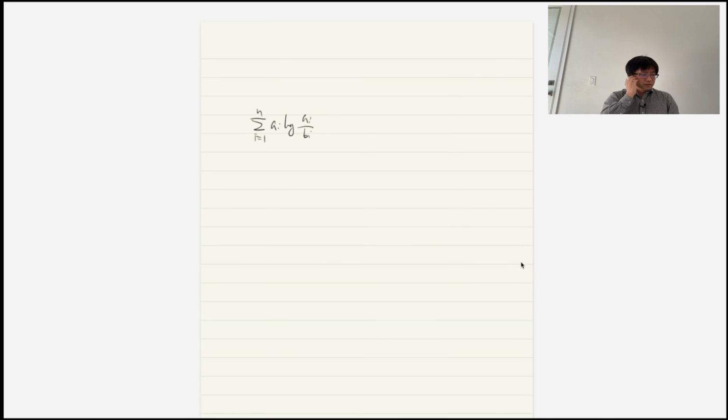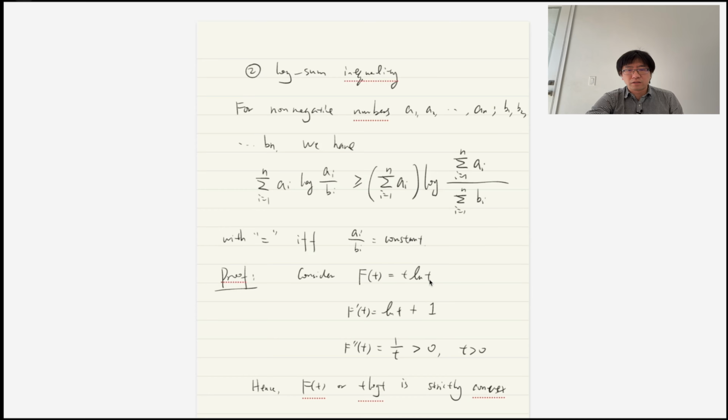Okay, so this form does not look like an expectation of that function, right? So let's see how we can manipulate it to make it an expectation. What we're going to do is as follows. Inside this function is t log t, and here is a log a over b. So we can think of this a over b as t.